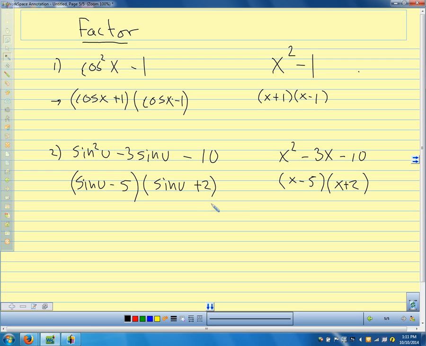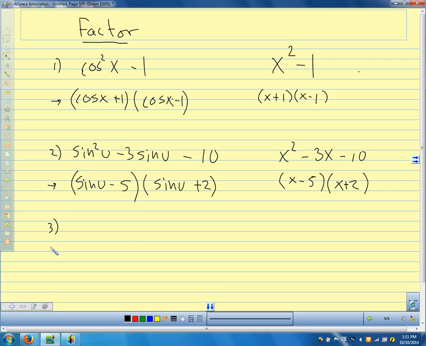Yes? So in fact, you can just do what you would normally do. Exactly the same process. And we're going to use it the same way. We would solve an equation if we had sine squared u minus 3 sine u minus 10 equals 0. That would let us solve that equation. But so this would be the same factor like that? Yeah, when it just says to factor, it just wants us to write our answer with the two parentheses.